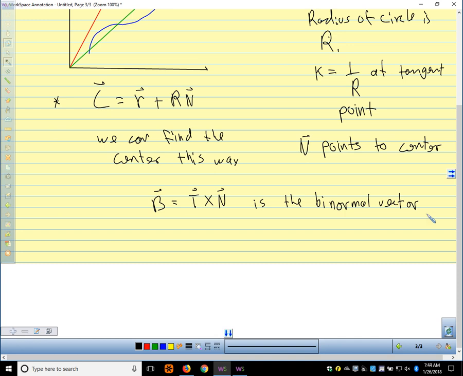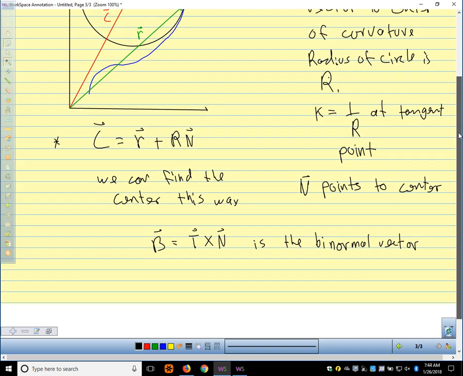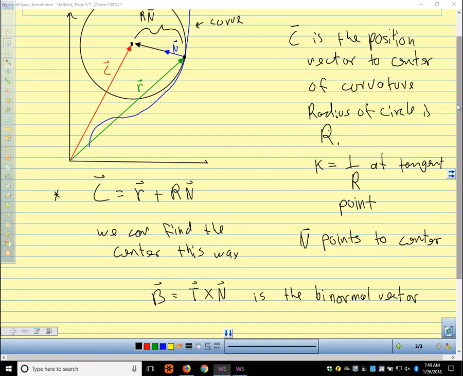The rate of change of B with respect to arc length gives you information about how the curve twists in space. As that binormal vector changes in space, it tells you how the curve is twisting. We use the binormal vector to define what we call the torsion of the curve, and that has to do with how it's twisting in space.